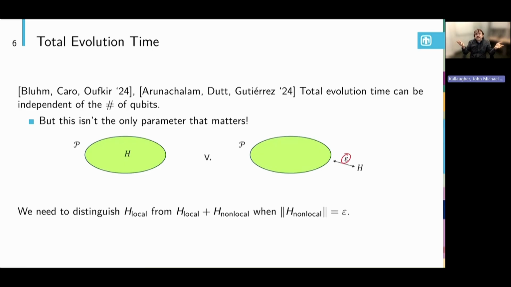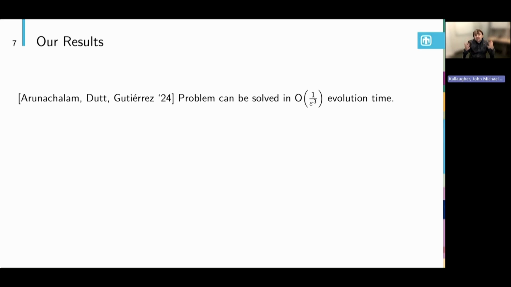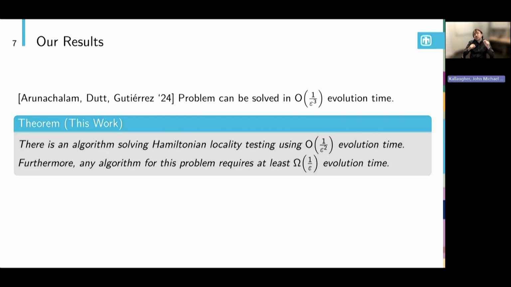For an extreme case, if you imagine differentiating between a local Hamiltonian and a local Hamiltonian with an asymptotically small amount of non-locality added to it, you would expect that to be extremely hard. And so what we want to know is, how does the required evolution time for this algorithm depend on this precision parameter epsilon? What we've seen from previous work is that you can solve this in inverse cubic time. And the result that I'm going to tell you about here is that you can actually improve this to inverse quadratic time in epsilon.